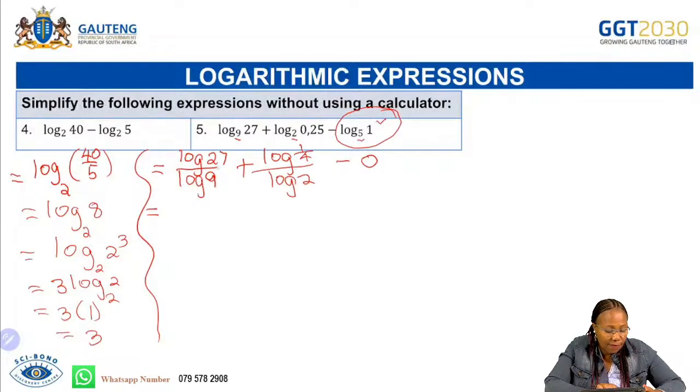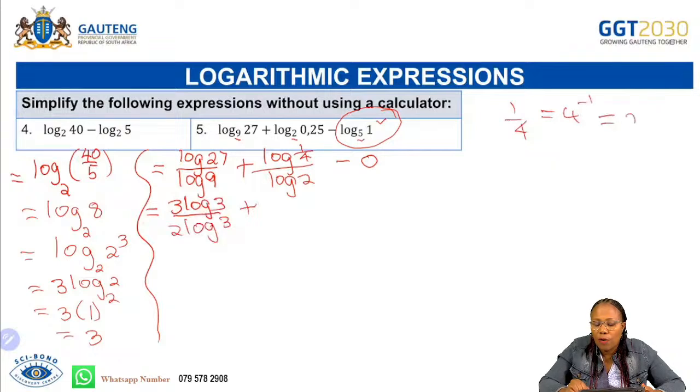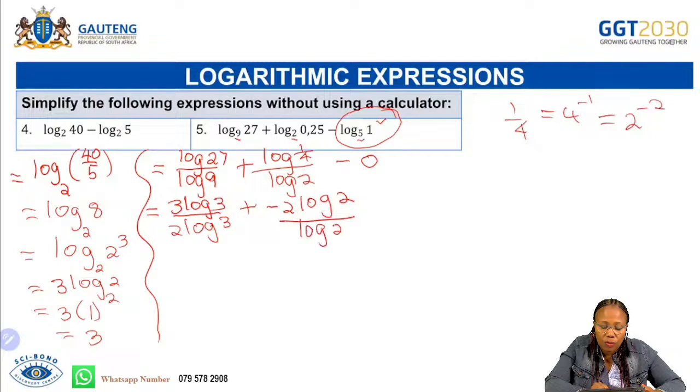And then 27 in exponential form will be 3 to the power 3, then it will be 3 log 3. And then 9 is 3 to the power 2, then it will be 2 log 3. Plus 1 over 4 is the same as 4 to the power negative 1, which is 2 to the power minus 2. So the log of 1 over 4 will be minus 2 log 2 over log 2. Then minus 0, we know it's a 0 now. You can just forget about writing it at this level.